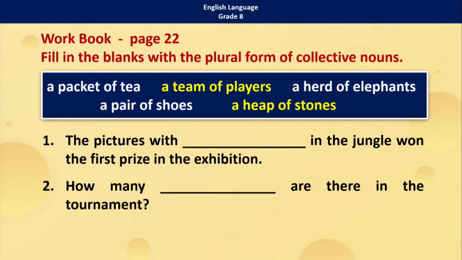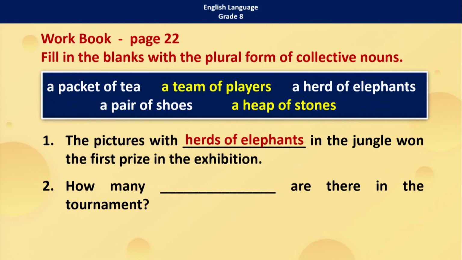Sentence 1. The pictures with blank in the jungle won the first prize in the exhibition. What can the answer be? What can we see in the jungle? We can see animals, elephants there. Yes, a herd of elephants. So we have to form the plural, right? Herds of elephants is the answer, children. The picture with herds of elephants in the jungle won the first prize in the exhibition.